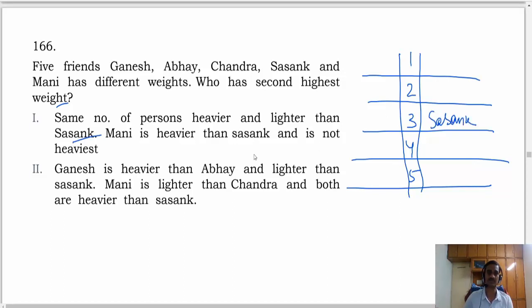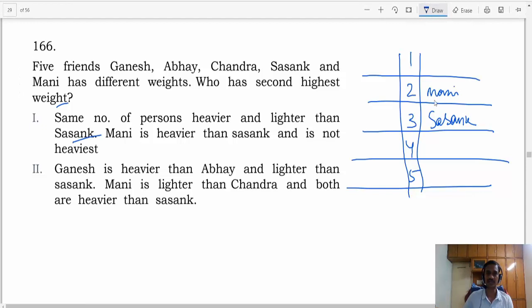Shashank is at the third place. Mani is heavier than Shashank and is not the heaviest. Mani is here, so we have the answer, but not the heaviest. Where is second highest? Mani is second highest. 1 alone is sufficient. Now let's see whether 2 alone also works.